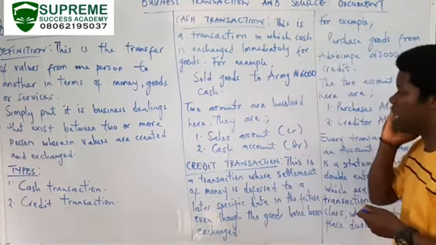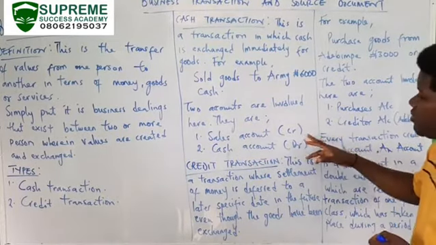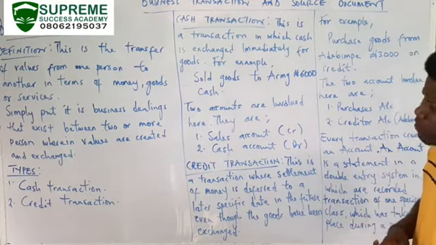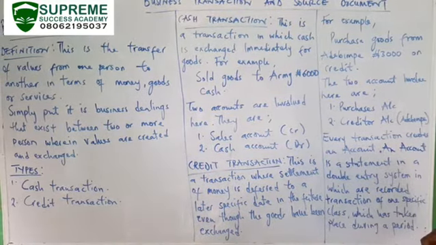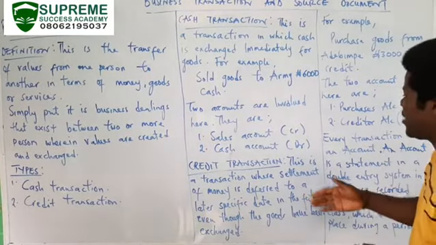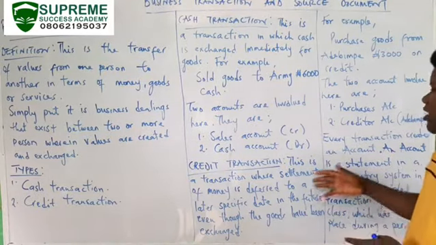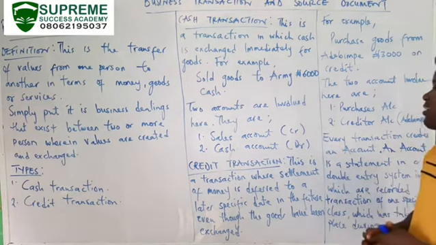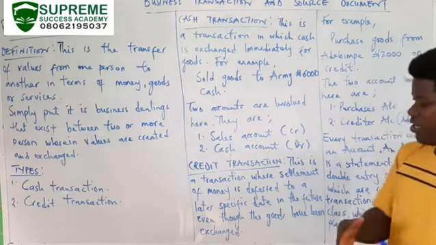That's why in accounting principle or rules, it is the sales account that will be credited while the cash account will be debited. The second type of business transaction that we have in financial accounting is what we call credit transaction. Credit transaction is a transaction where settlement of money is deferred to a later specific date in the future, even though the goods have been exchanged.